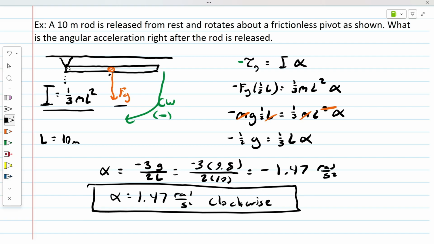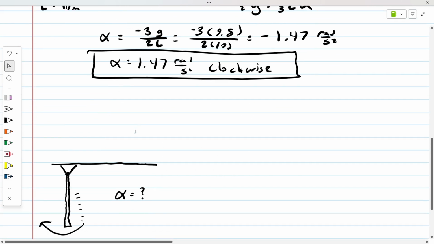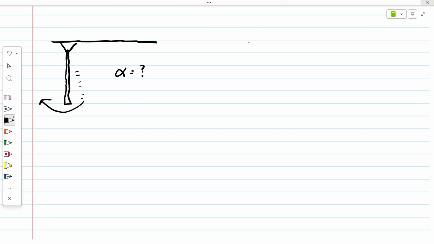Okay? And so now you might be thinking, does it matter when we're calculating this? Is this angular acceleration constant? And the answer is no, it's not constant. And let's see why. So let's consider the rod has rotated and now it's at this bottom position as shown here. So it started up here, this was the rod, and it swung down and now it's in this position.